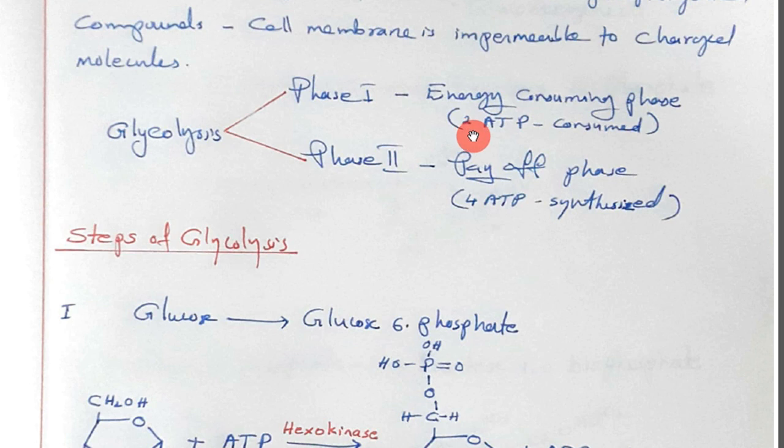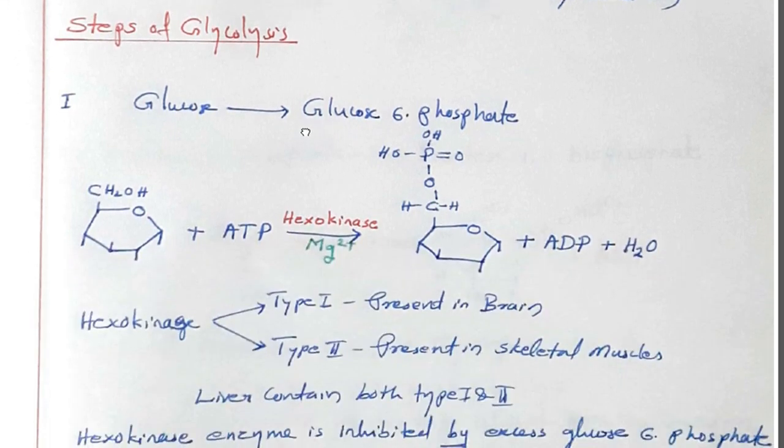That means here 2 ATP molecules are consumed during this phase 1, and phase 2 is called the payoff phase because 4 ATP molecules are synthesized in this phase. Today I would like to talk about phase 1. It includes the first 5 steps of glycolysis. So let us go to the steps of glycolysis.